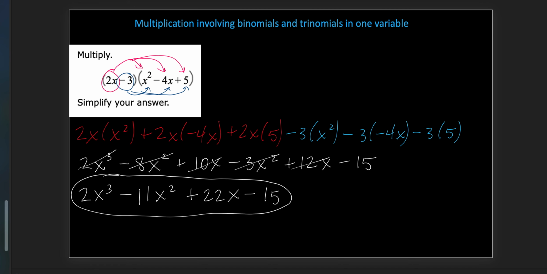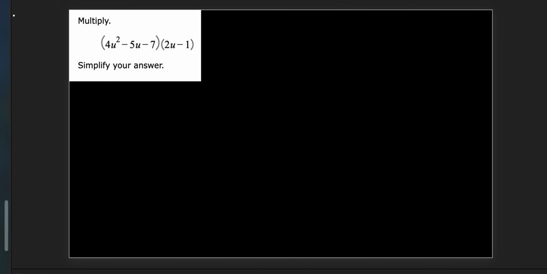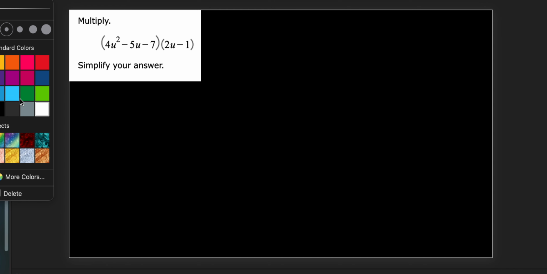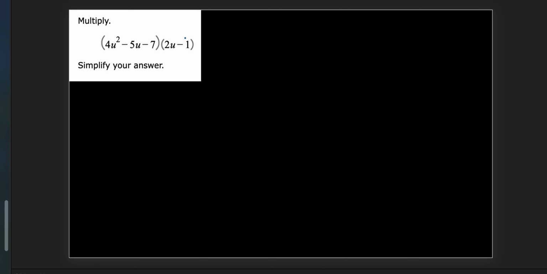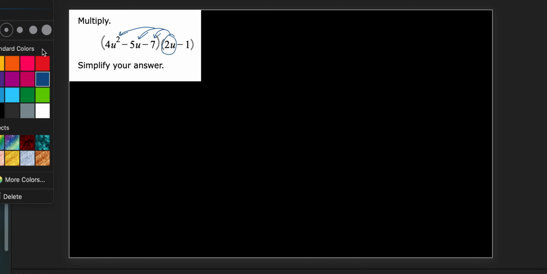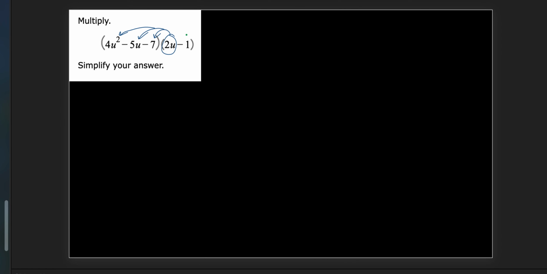I'll do another one like that. So it's the same thing. It's just now we have the 2u minus 1, the binomial on this side. So what we're going to do is distribute this 2u to each term in the parentheses next to it. And we're going to take that negative 1 and distribute it to each term in the parentheses next to it.